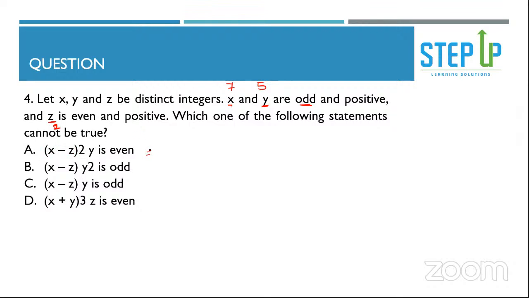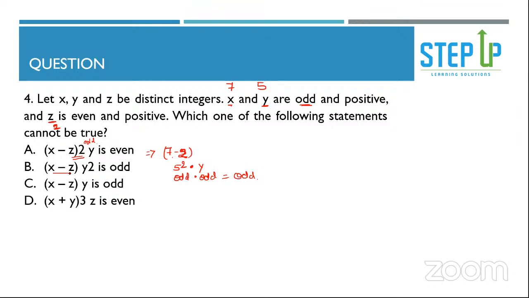So let's substitute the value. 7 minus 2 is 5. Now I'm not sure whether it is square or it is into 2, so let's look at both. If it is 5 square, it will be odd, and 5 square into y, which is again odd. So odd into odd will be odd. They're saying cannot be true. So as of now, let's keep it in check.